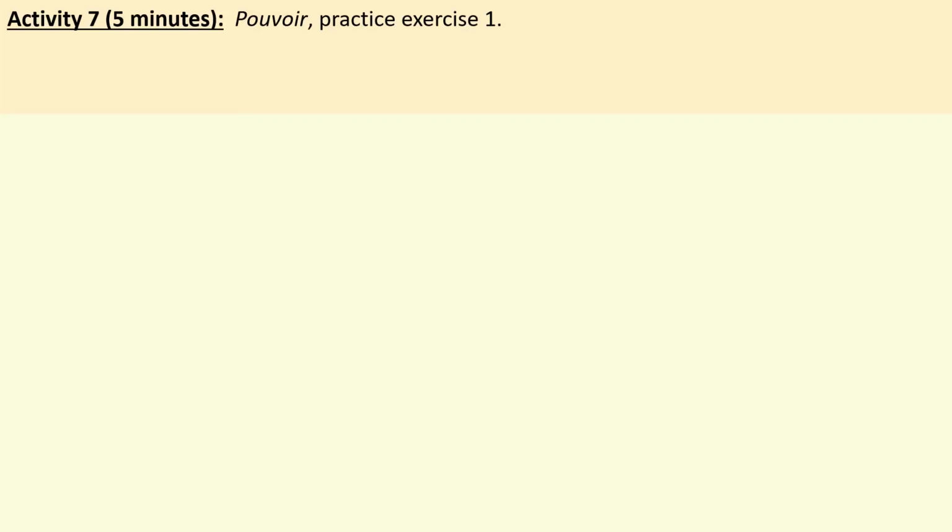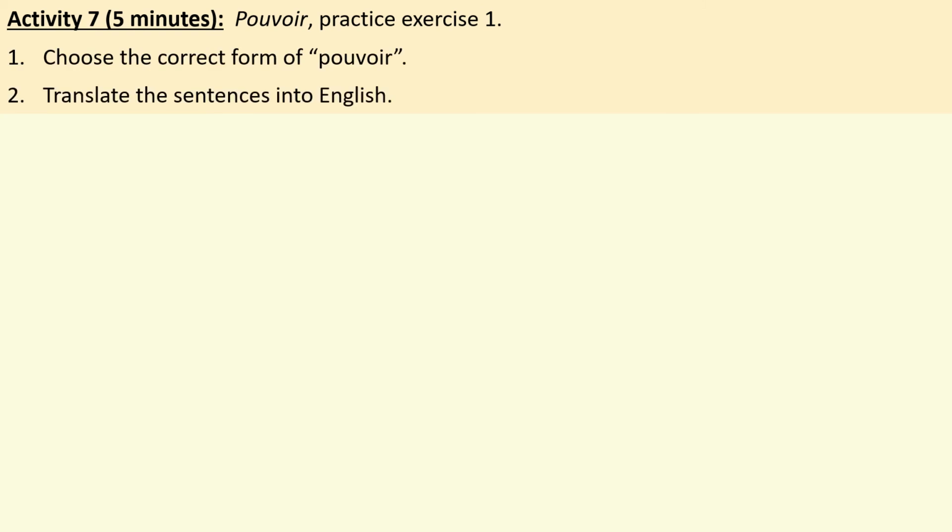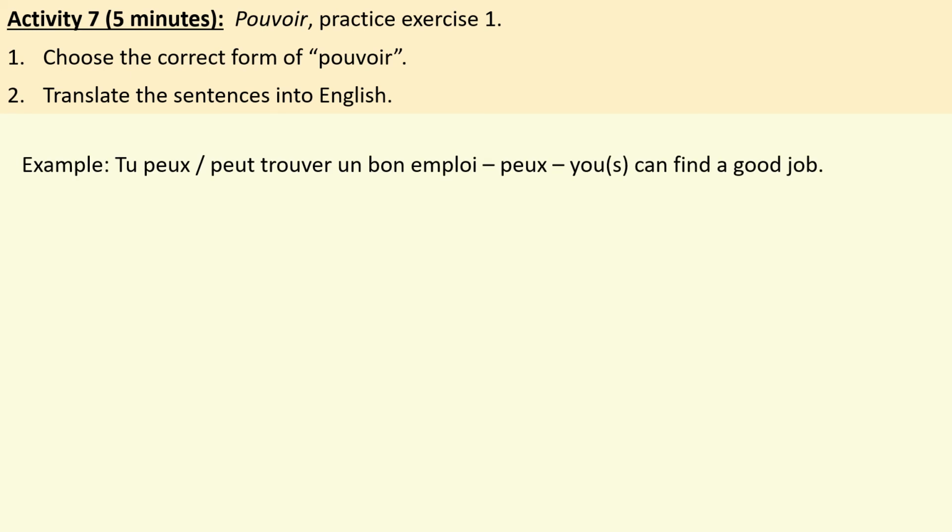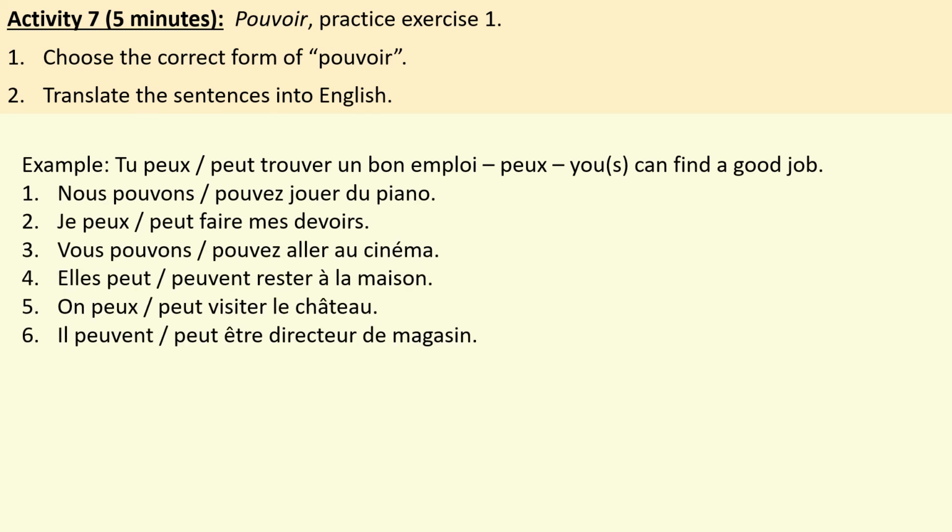So let's do some practice activities on pouvoir. Choose the correct form of pouvoir and translate the sentences into English. Here is an example. Tu peux trouver un bon emploi. And the correct form was peux, ending in an X, and that means you can find a good job. Here are the 6 sentences I want you to work on. Press pause, and then press play again when you're ready for the correction.